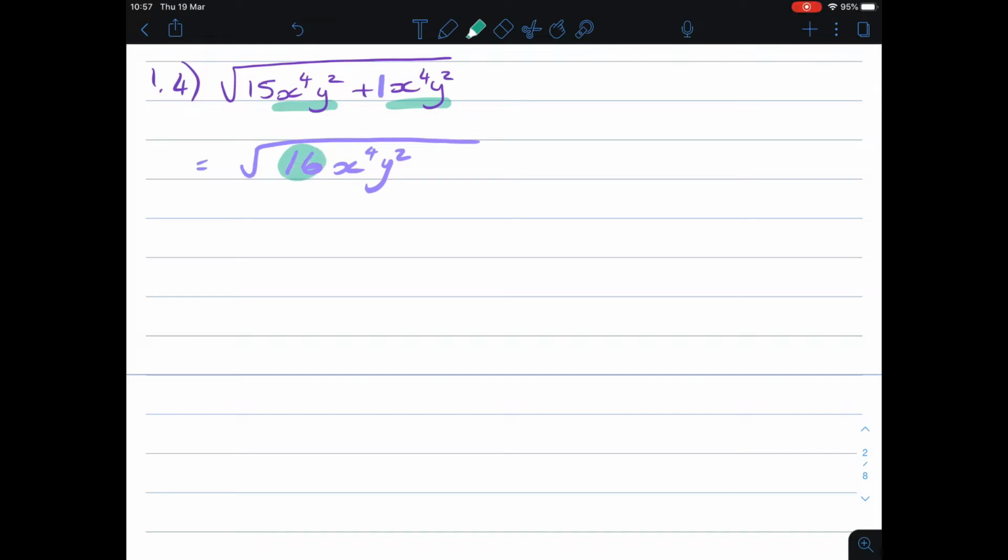You can say that the square root of 16 is 4. And then you can say the square root of x to the power of 4 is x to the power of 2. And the square root of y to the power of 2 is y, and that is then your answer.